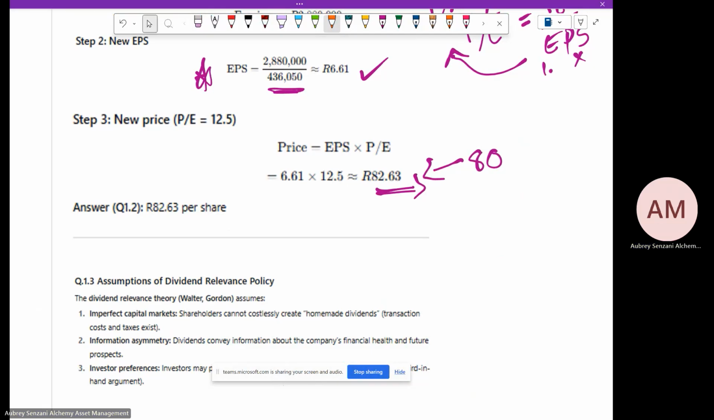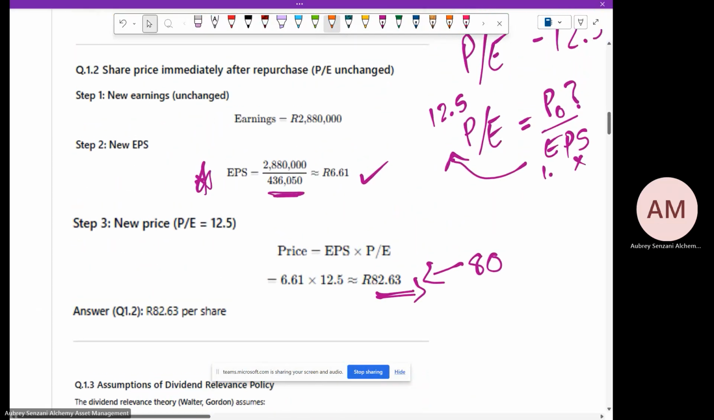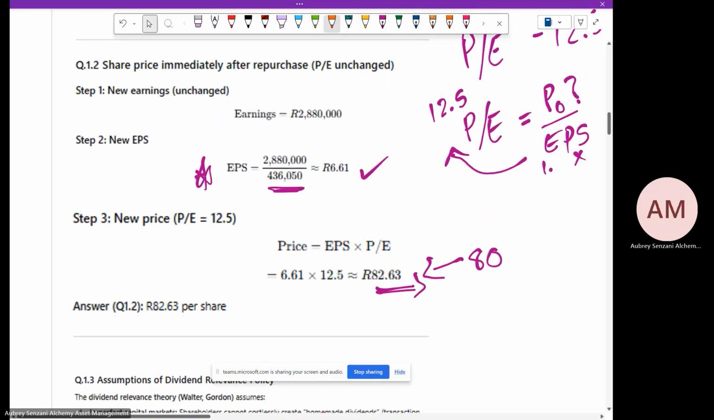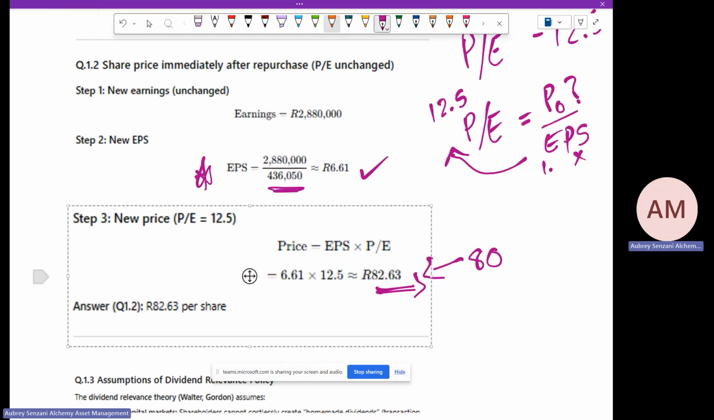So then, oh, there's a question. Because remember, they said earlier on that your price to earnings ratio remains unchanged. If they had not mentioned that, then they would have needed to give us a new price to earnings ratio.